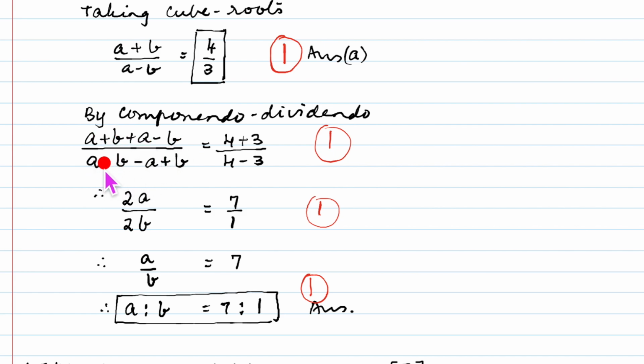So 2a upon 2b is 7 upon 1. So a upon b is 7. But when we write the ratio, it will be 7 is to 1, because it is written as a is to b. Let's come to question number 5.